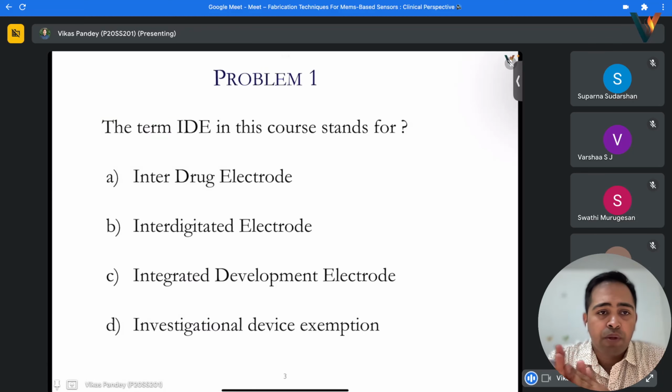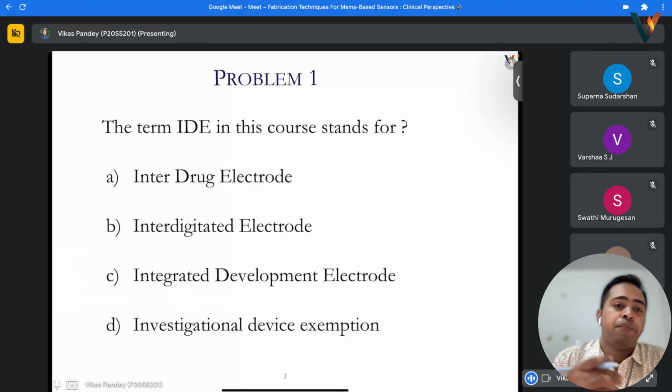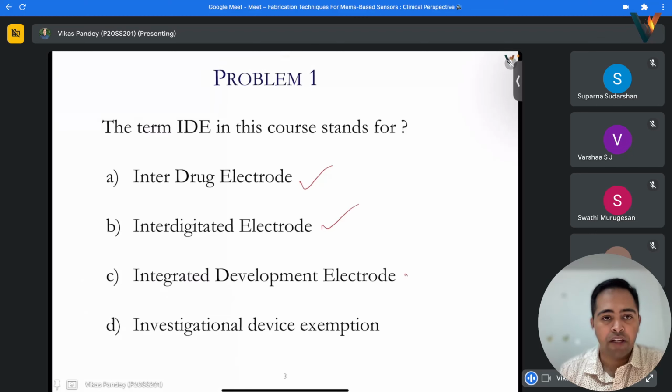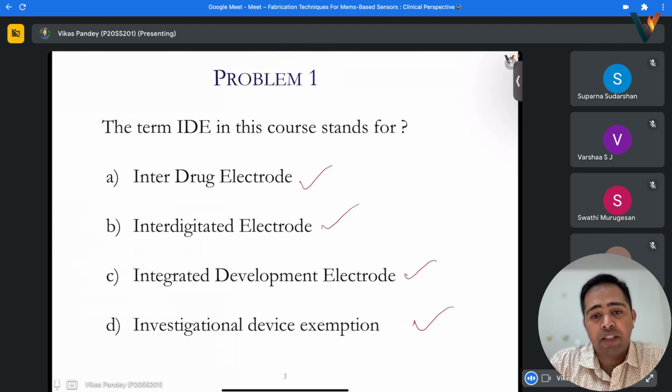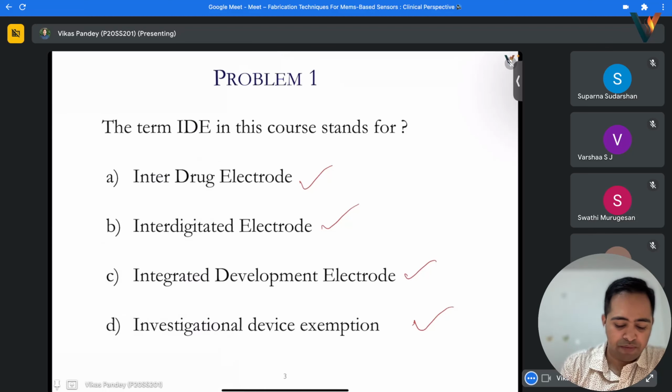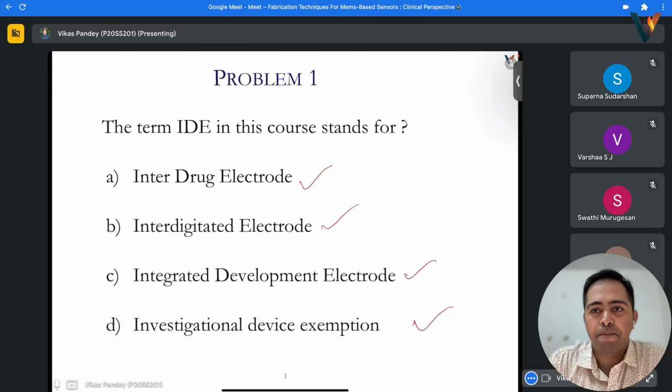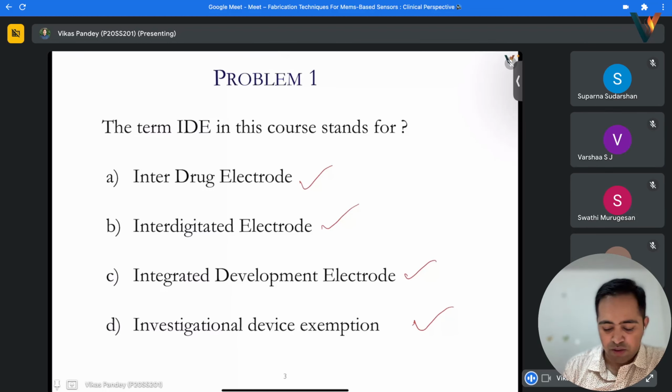So the first problem is: the term IDE in this course stands for interdrug electrode, interdigitated electrode, integrated development electrode, or investigational device exemption. Anyone? Option B, interdigitated electrode. Good.